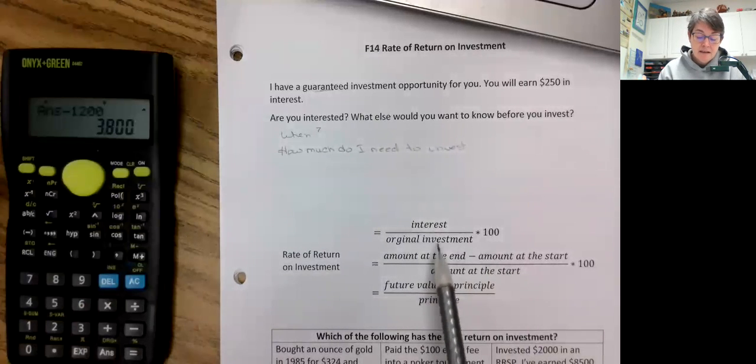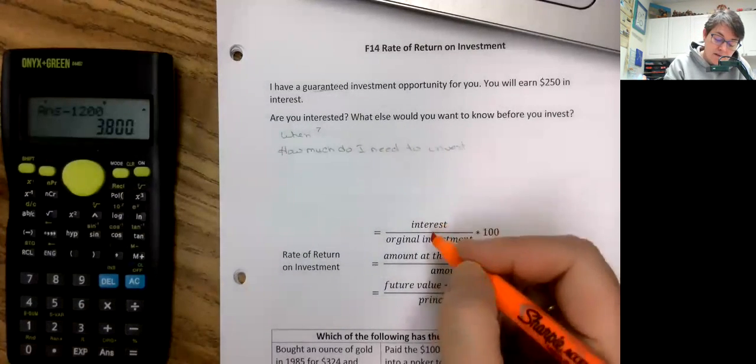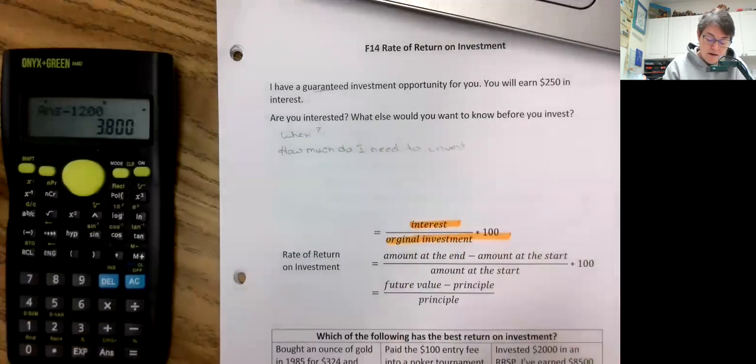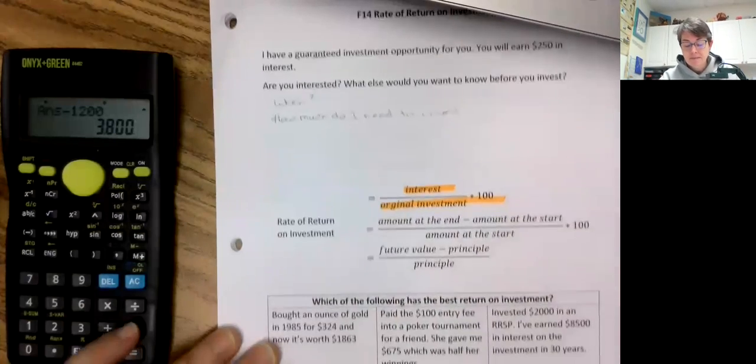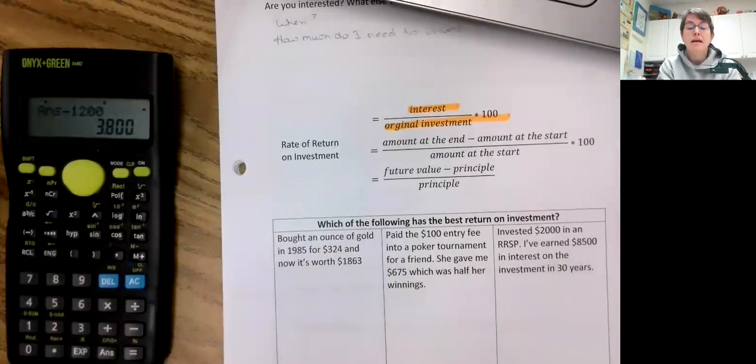But basically, the simplest one, it's the interest divided by your original investment, times 100. And it has nothing to do with time again. So let's look at which of these. So just by looking at them.